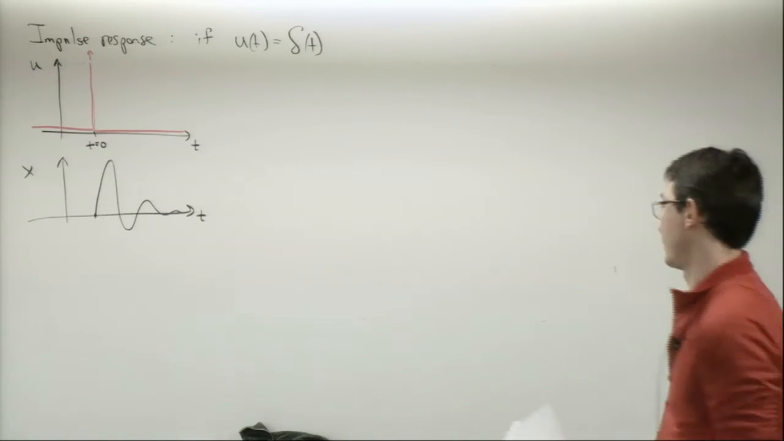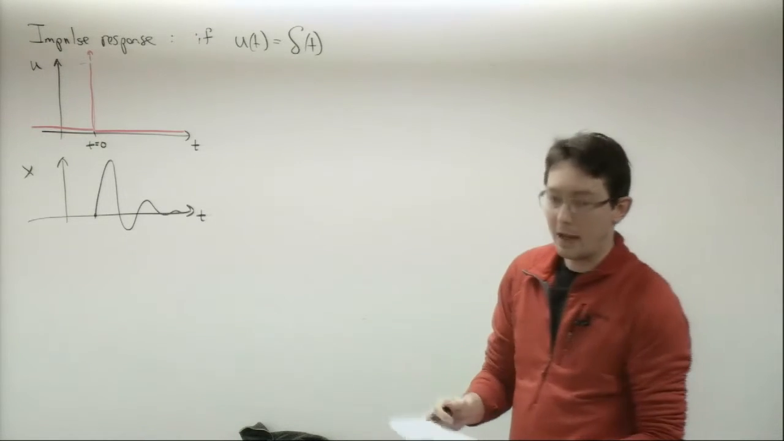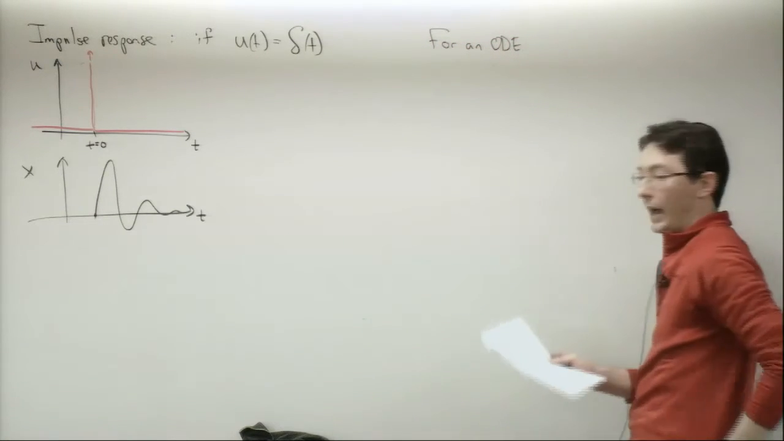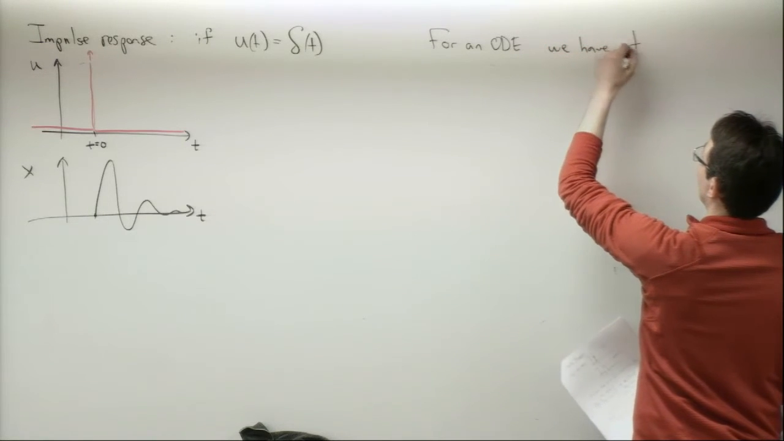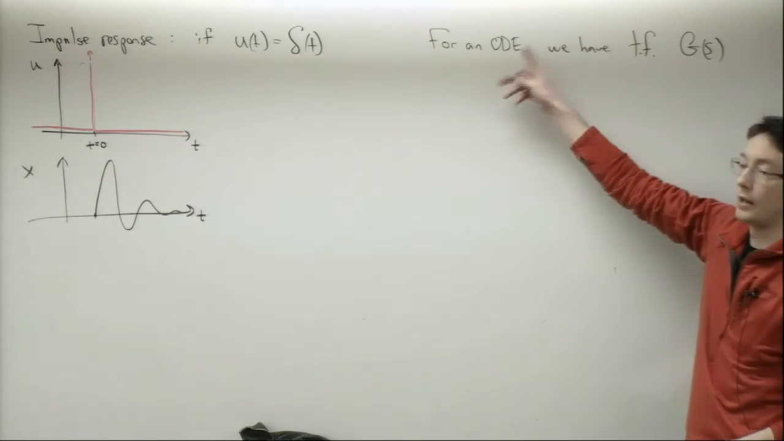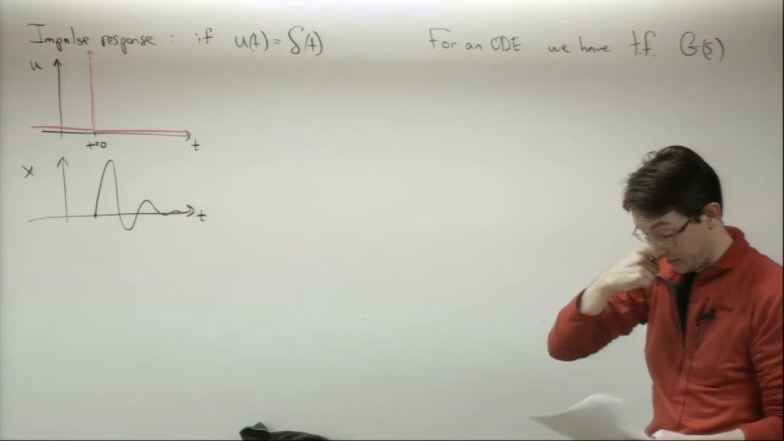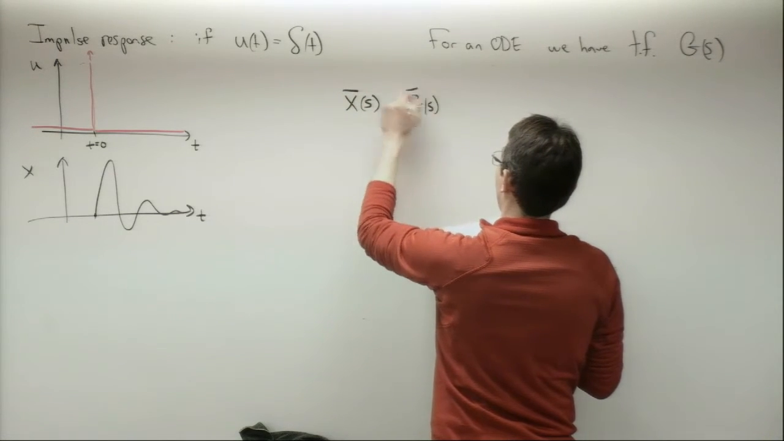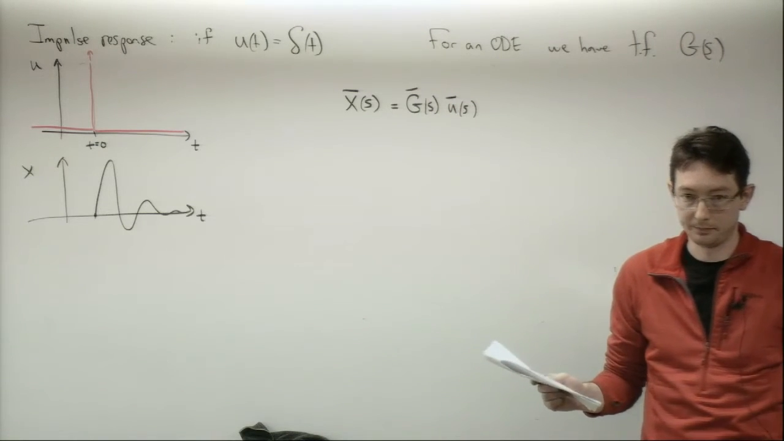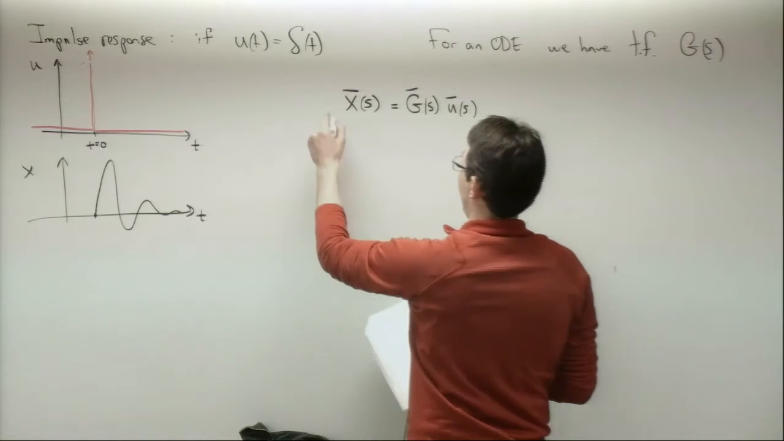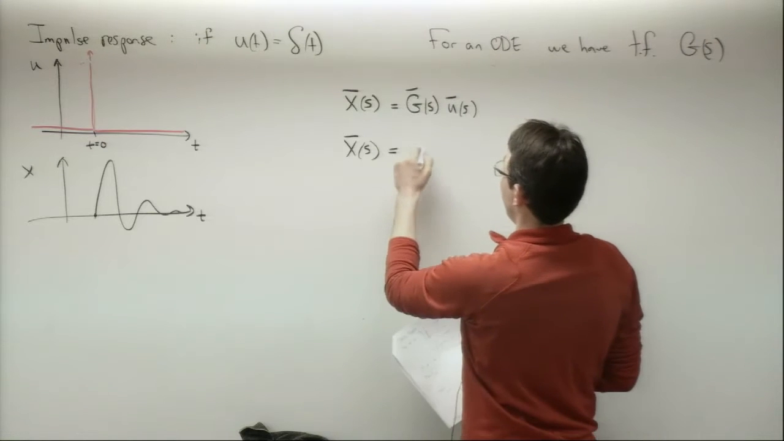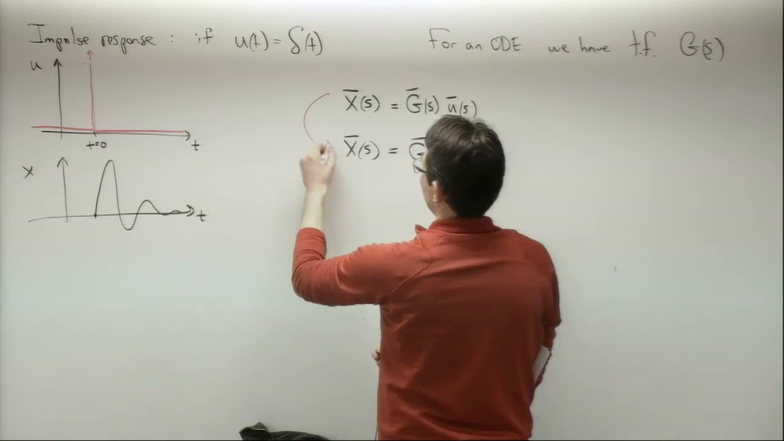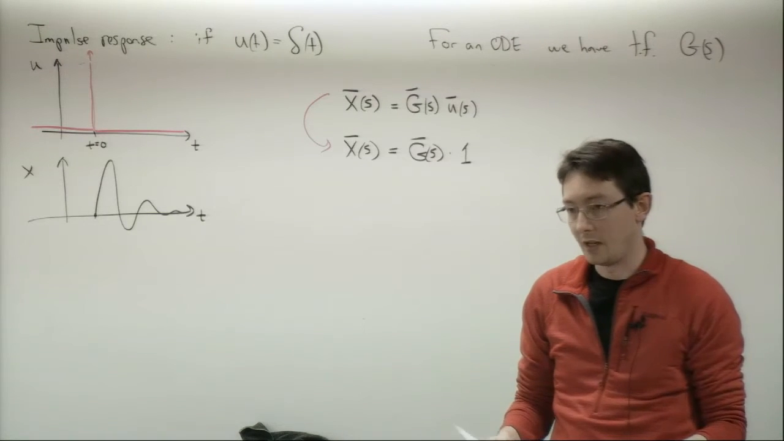Now, a couple of other things. For every linear ODE, we can get its transfer function g of s. We just Laplace transform, 1 divided by the characteristic polynomial. And so in the frequency domain, I say x bar equals g bar times u bar. This is my frequency domain expression for my solution. If I give this a unit impulse, then this is the same as g bar times 1. I'm using the fact that the Laplace transform of a delta function is just 1.